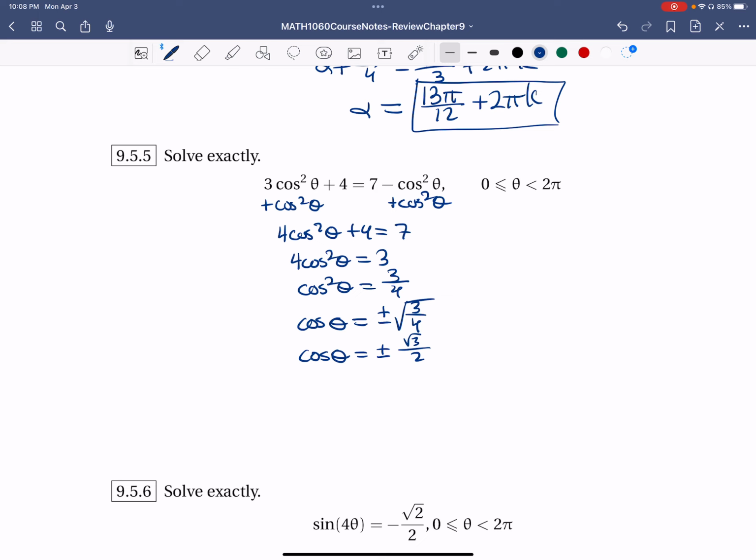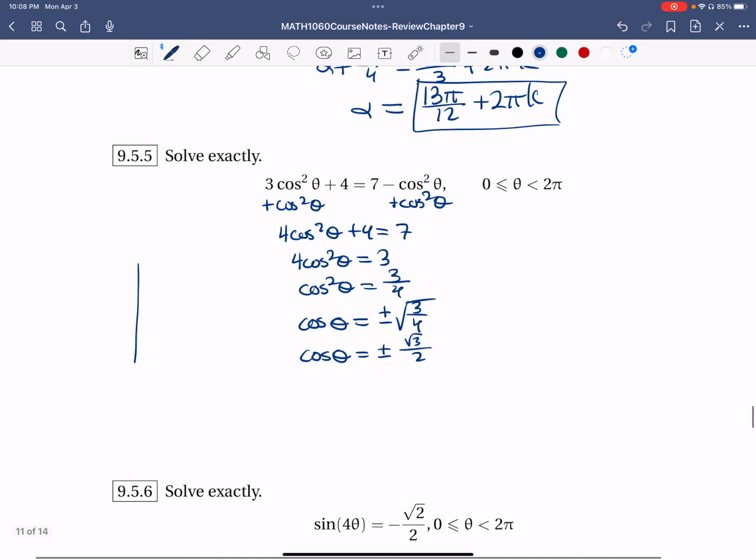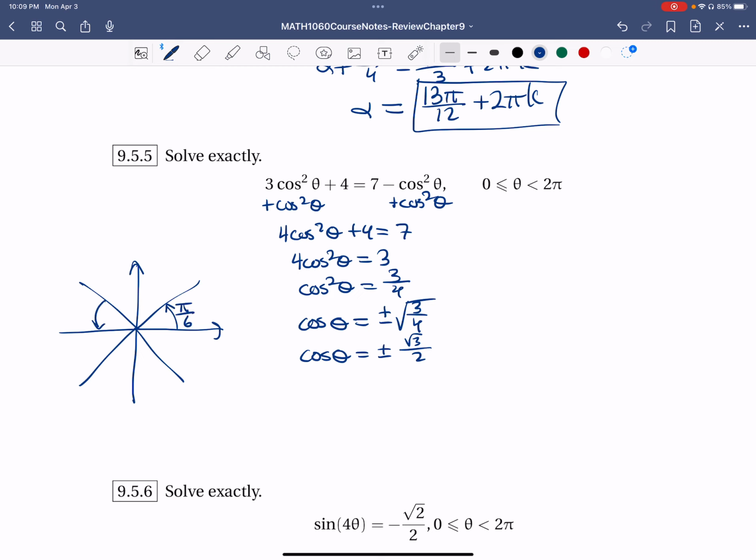Okay, so that means we have two equations we're working with here. Cosine of theta equals root 3/2, and cosine of theta equals negative root 3/2. And since cosine of theta can be either positive or negative, we have possible solutions in every quadrant again. And cosine of theta equals root 3/2 when you have the reference angle of pi/6. And so then we're going to have the reference angle of pi/6 everywhere.